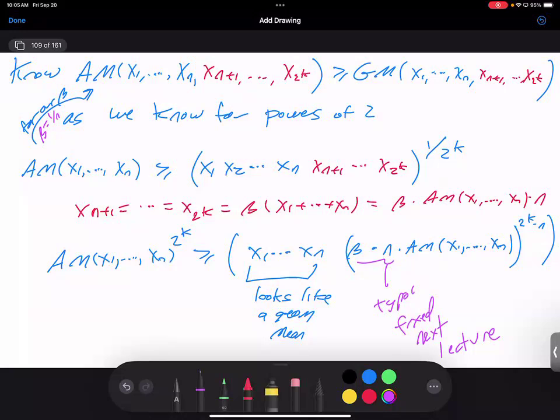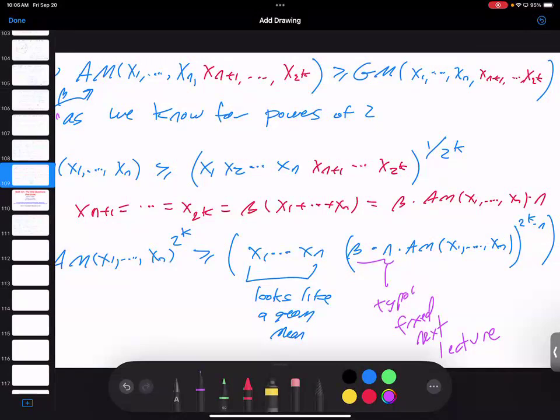And the sum is the arithmetic mean times n. Oh, that's really nice, because now what does beta times n equal? 1. So we'll just get the arithmetic mean if we raise both sides to the 2k, it's just going to be the product of x1 through xn times beta times n, which is 1, times the arithmetic mean to the 2k minus n, because that's how many terms we had.